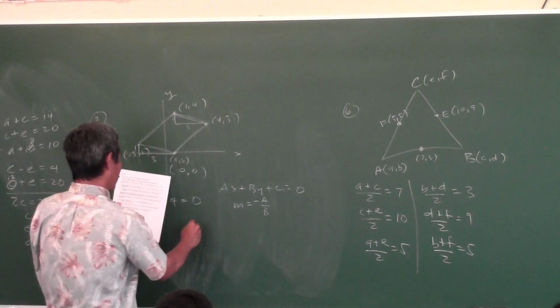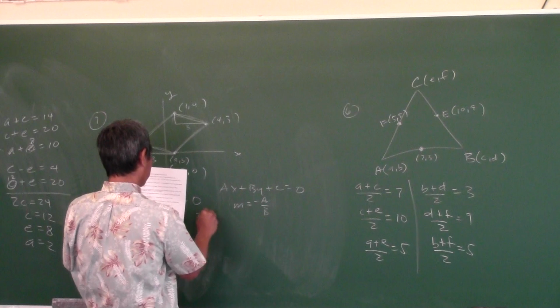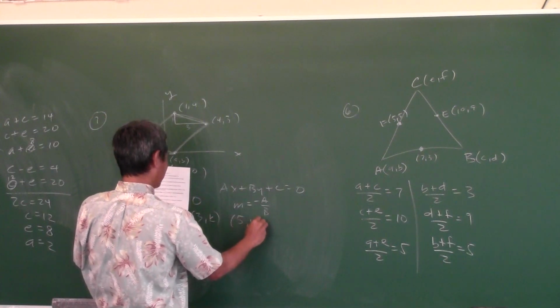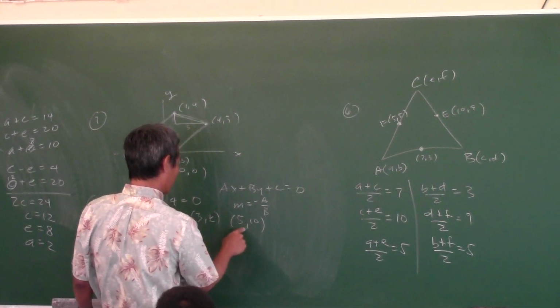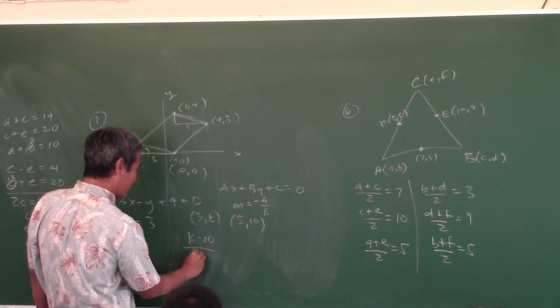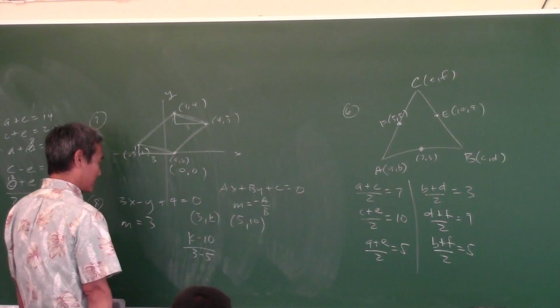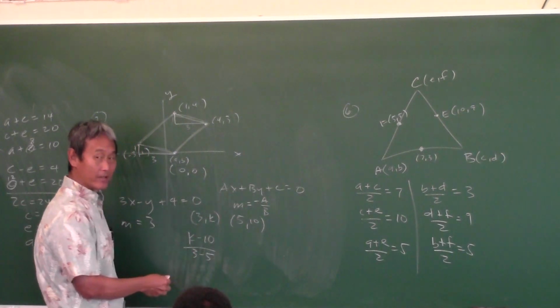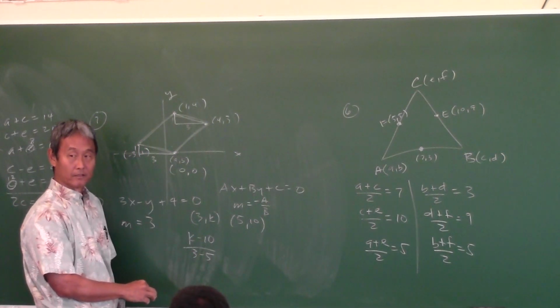Okay, anyway, and then the line joining this point to this point. How do you find the slope of the line going through these 2 points? y minus y over x minus x. Hopefully we can do 3 minus 5 in our head. Can or no can?